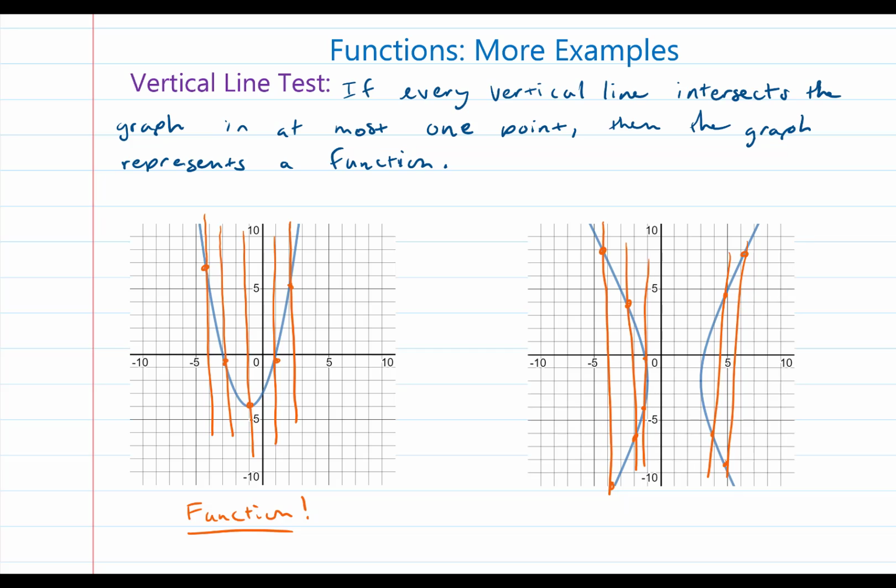Now it only takes one of these for the entire test to fail. So it's not like I needed a bunch of examples or a bunch of vertical lines to show that. Only one vertical line intersecting the graph at more than one place makes the test fail, meaning that the graph does not represent a function. So again, this graph does not represent a function, and I'm just going to put not a function.